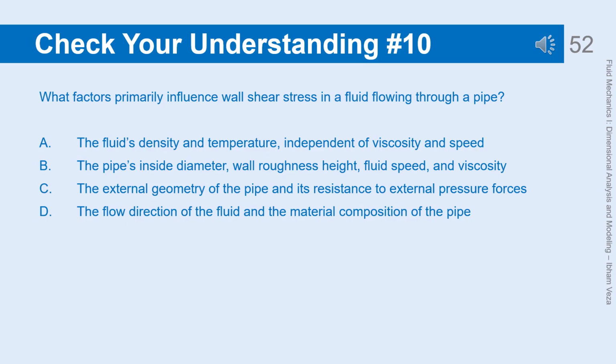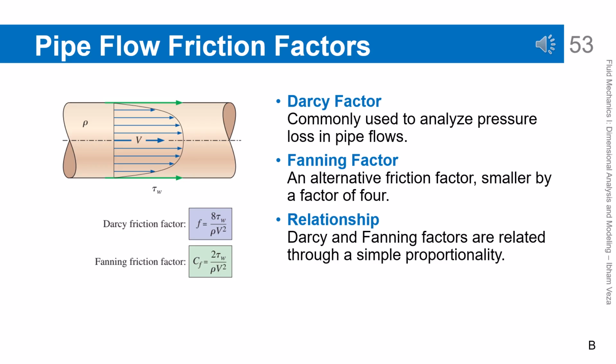Explanation. A is incorrect because temperature is not a direct factor in wall shear stress unless it affects viscosity, which is already a key factor. C is incorrect because wall shear stress is related to internal flow properties, not external geometry or external pressure forces. D is incorrect because while material composition affects pipe durability, it does not directly influence wall shear stress in the fluid.